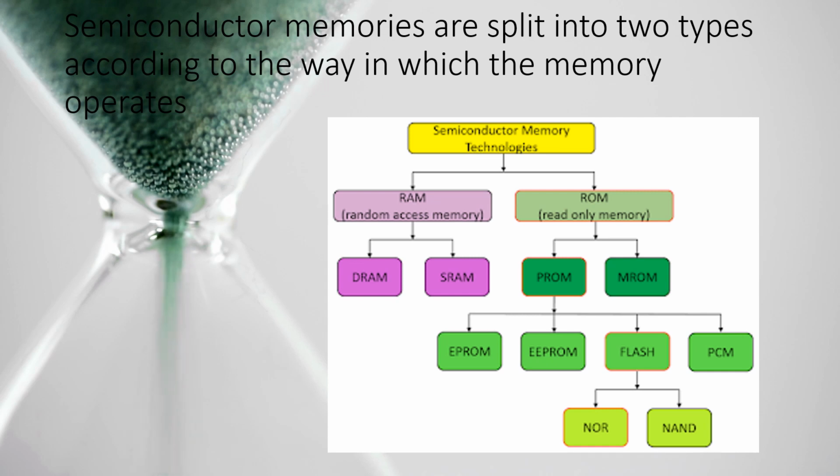Semiconductor memories are split into two types according to the way in which the memory operates. That is, semiconductor memory technologies are mainly divided into two: RAM and ROM, that is random access memory and read-only memory. RAM is mainly divided into two types: dynamic memory and static memory. And ROM is divided into PROM and MROM. PROM is again divided into EPROM, EEPROM, flash memory and PCM. Flash memory is also divided into NOR and NAND.